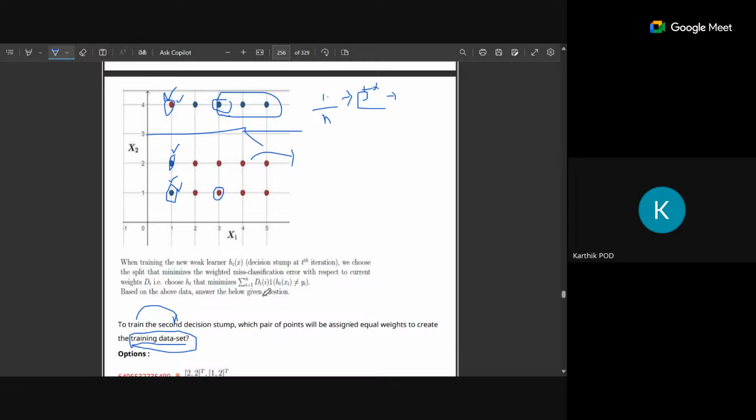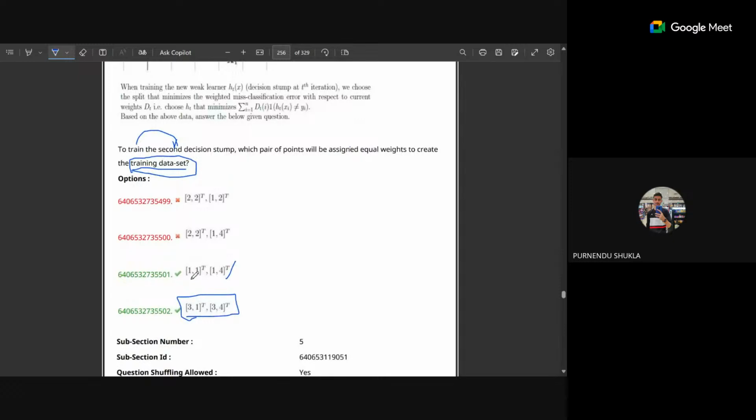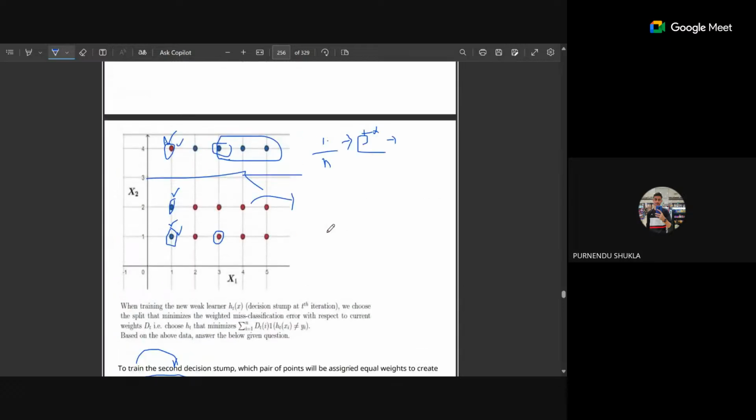1-1 and 1-2, 1-1 and 1-4 are going to be boosted, right? Yes. So this is okay. But this 3-1 and 3-4, how are they going to be boosted or not boosted?